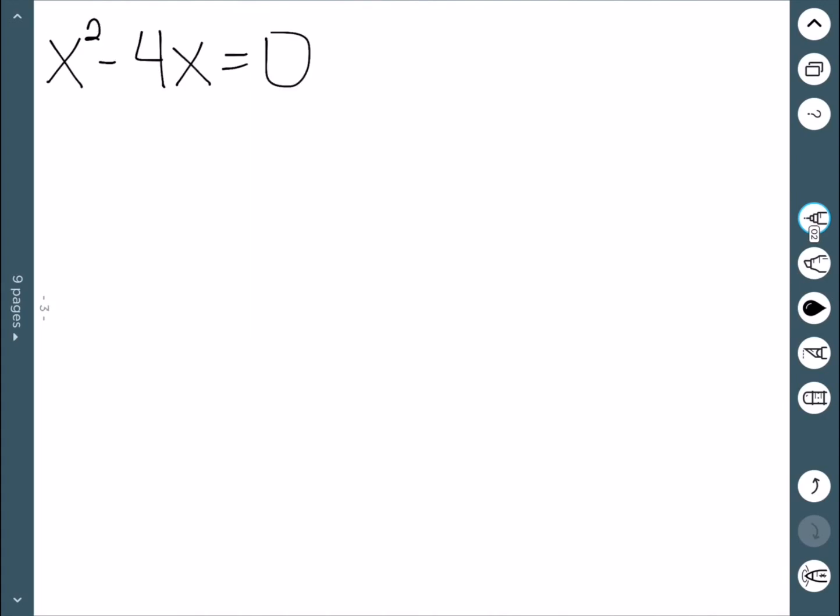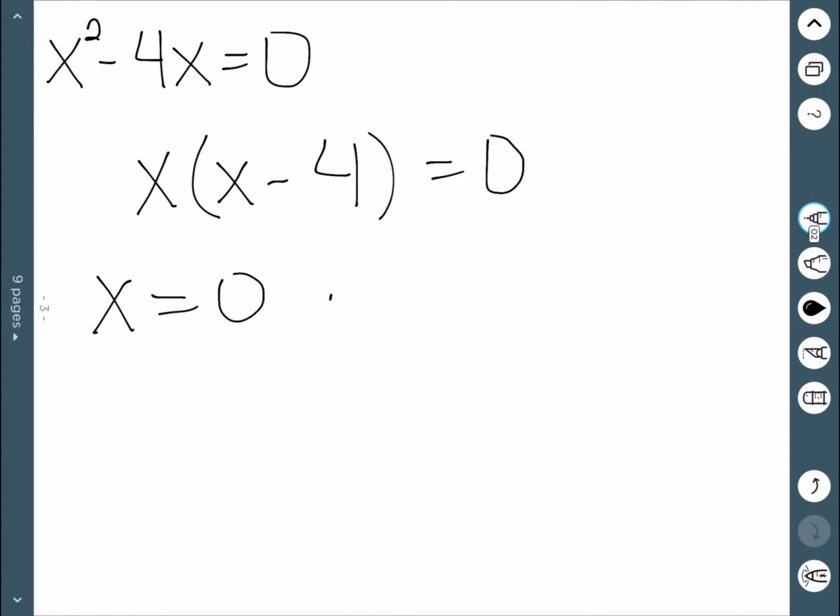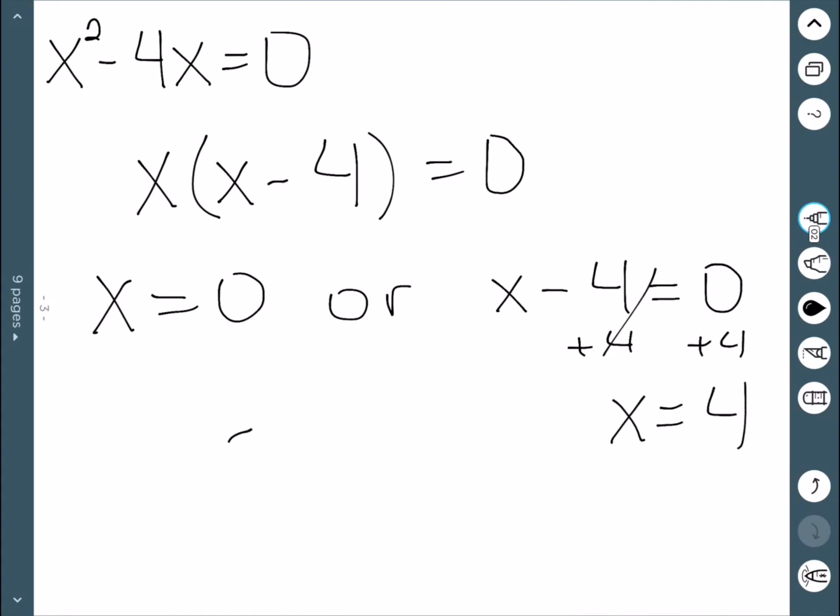For example, 4x squared minus 4x. If we want to factor this, we can pull out an x, and we're left with x minus 4. Now we have a product of two things that's equal to 0. My zero product property tells me that either x is equal to 0 or x minus 4 is equal to 0. In this second case, I can add 4 to both sides to get that x is equal to 4. And this gives me a solution set of 0 and 4. There are two possible answers to this equation.